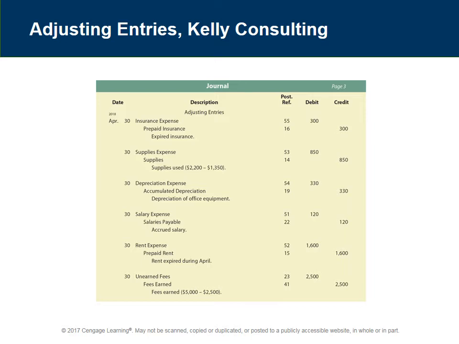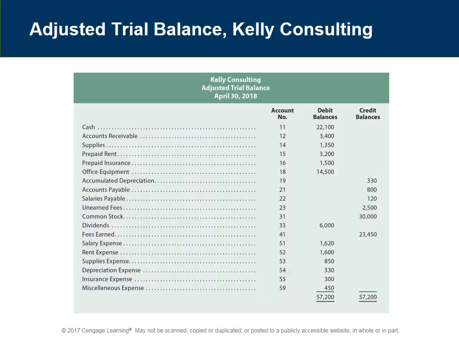Here's our adjusting entries. Everything from supplies to expired insurance, depreciation expense, accrued salaries, and so forth. And they do include explanations. Here's an adjusted trial balance showing that the company has their debits and their credits equal. It's also a good time for the financial statement preparers to have a good visual to make sure that all the accounts have been adjusted.